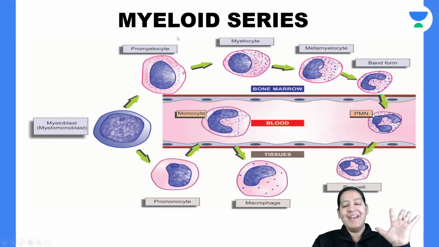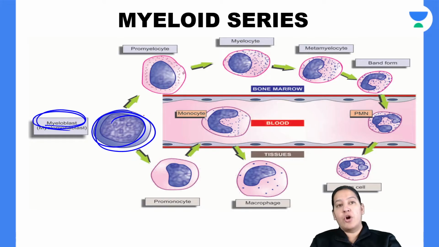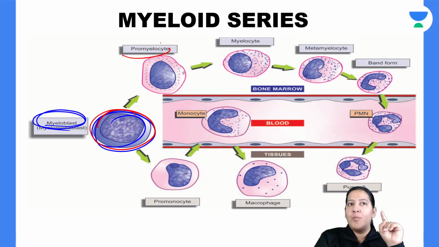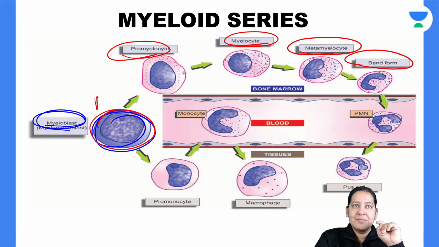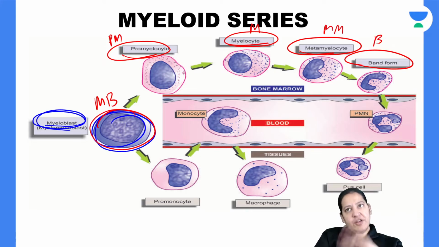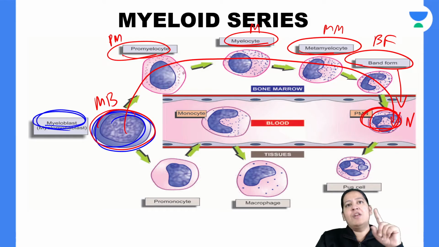Okay, so these are the images from the books showing the same thing. You can see this is myeloblast. From the myeloblast, what is the sequence I taught you? The first cell is promyelocyte, then myelocyte, then metamyelocyte, then band form. So this is myeloblast. This is promyelocyte. It will convert into myelocyte, then metamyelocyte, then band form, and finally neutrophil is formed. All these are present in the bone marrow, and ultimately neutrophil is coming in the blood.